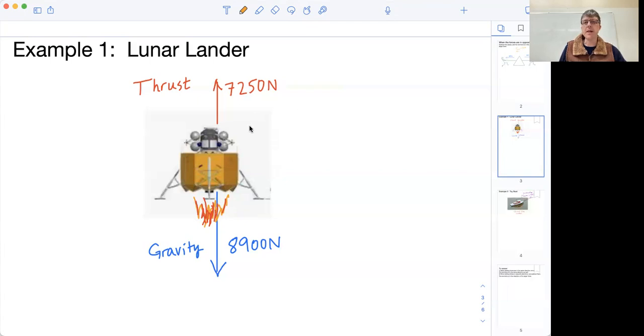So how are we going to find it? Well, we're going to have to subtract these. We're going to start with the bigger number and subtract the smaller number. So the net force is going to be 8,900 newtons minus 7,250 newtons. And I'm just going to use my calculator because I don't really need to do arithmetic here.